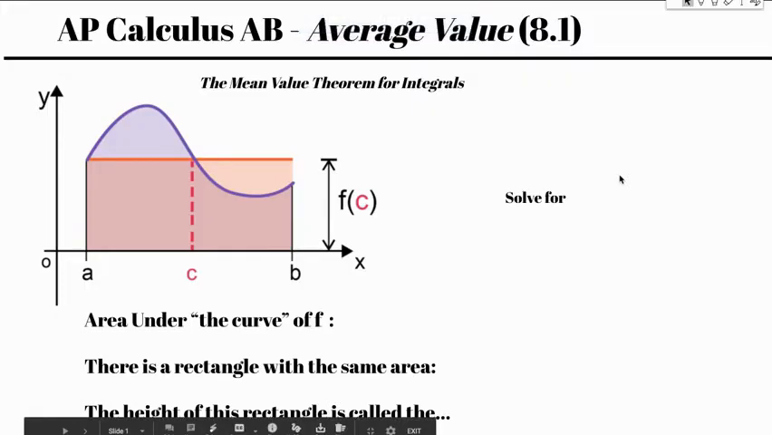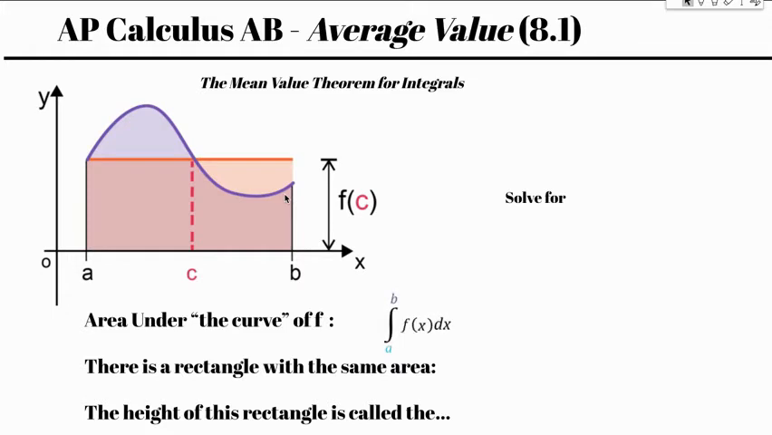You can't talk about the average value of a function without discussing the mean value theorem for integrals first. But our end game is going to be finding the average value of a function. So here we have a function f in purple, and we have this area under the curve of f, which we know is the definite integral. And that gives us the exact area under the curve.